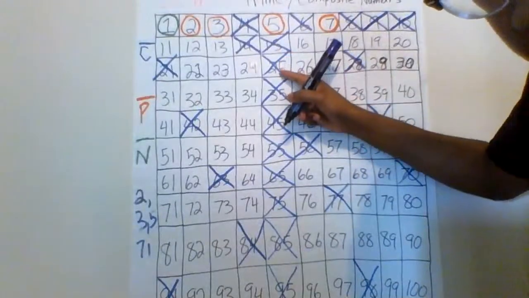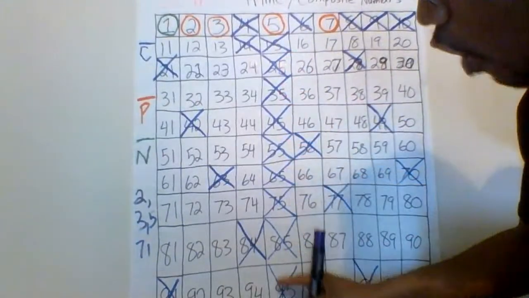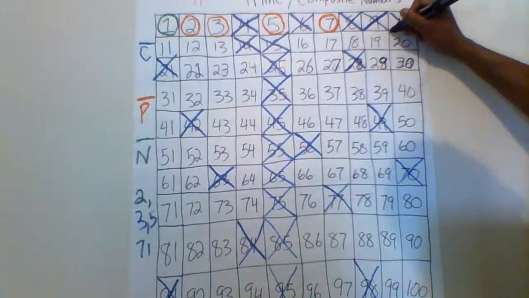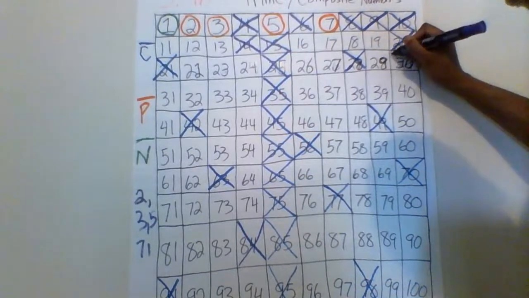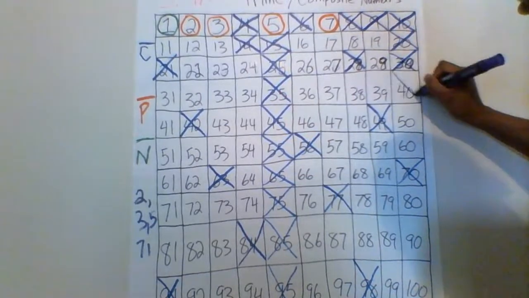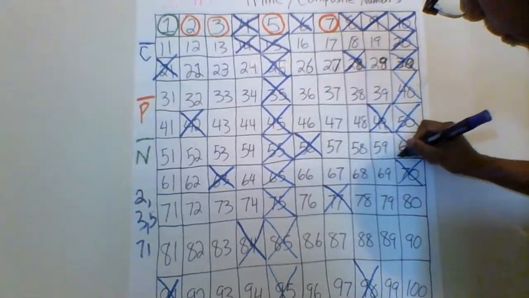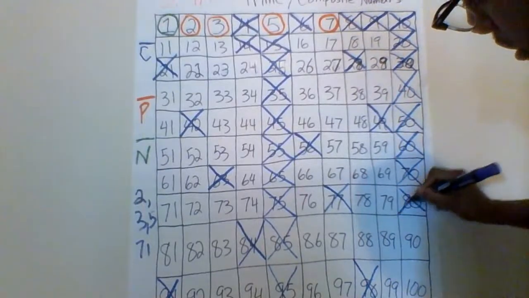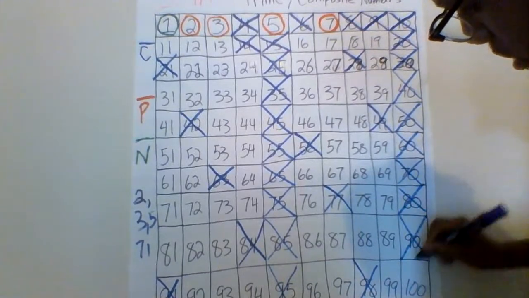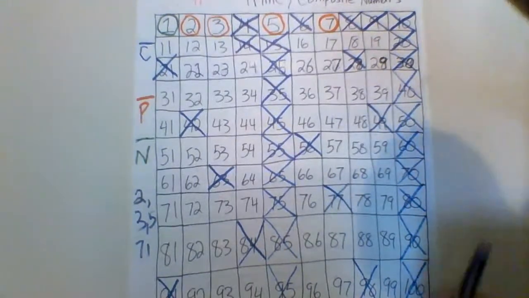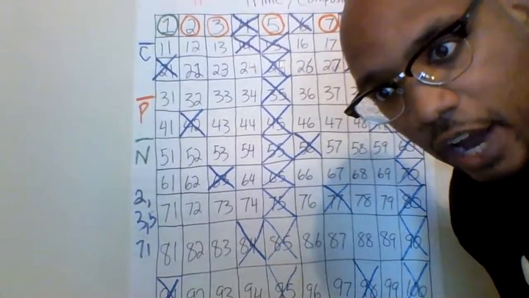So, all right, I crossed out the rest of my 5s because they're all composite. And I'm going to cross out all my 0s, because if they end in 0, then the rule of 5 works. Good. That got rid of a lot of them.